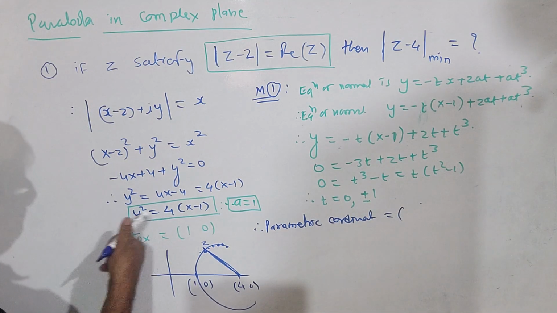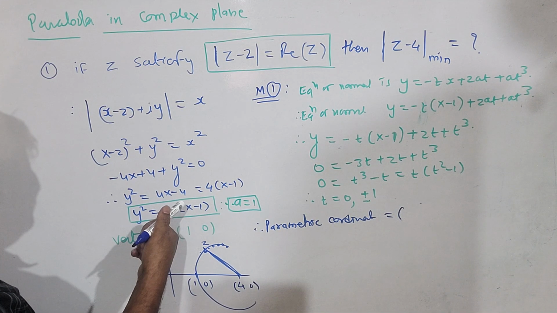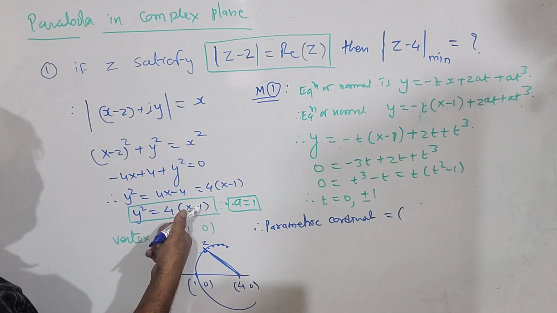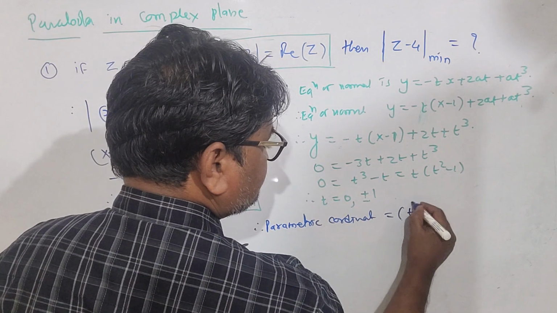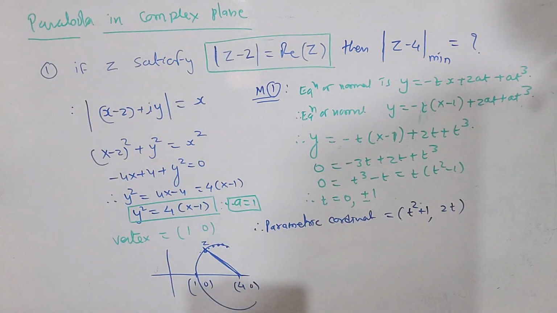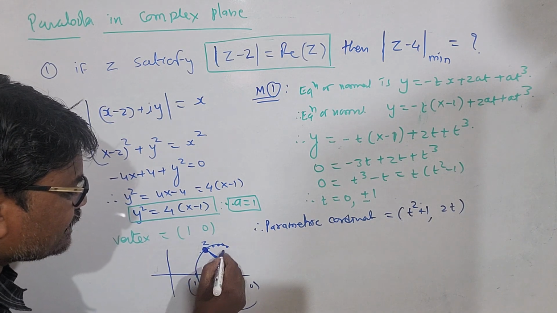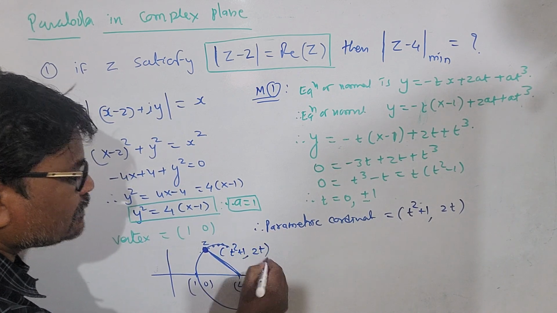4 is a perfect square, right-hand side has to be a perfect square. So x can be t square plus 1 only. Plus 1 minus 1 will get cancelled out, then we will have 4t square. So therefore x can be t square plus 1 and y is 2t. That is your parametric coordinate. That is, any point z can be represented by (t square plus 1, 2t). Clear?